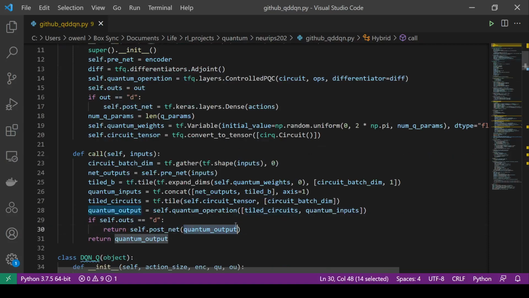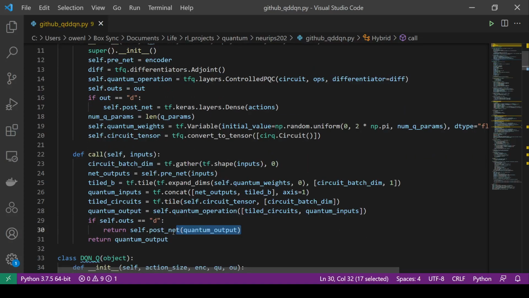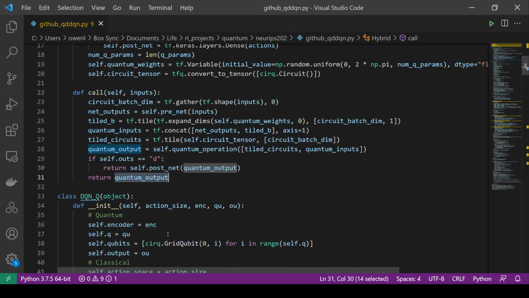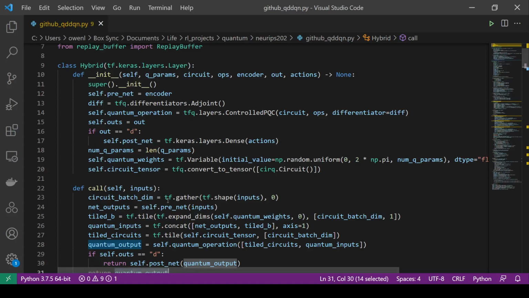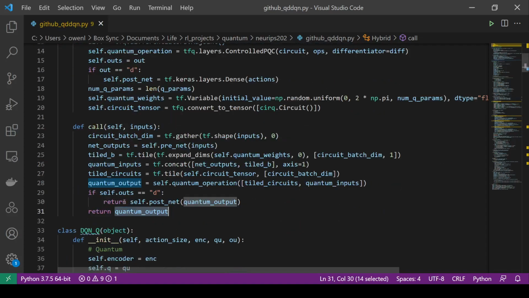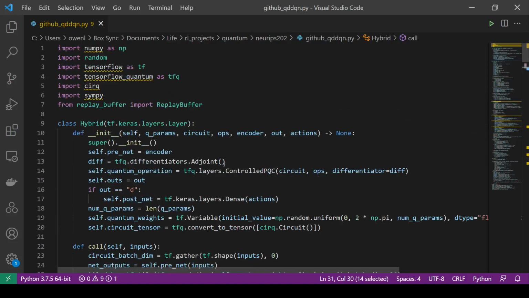And then if the output is dense, we feed it into a dense neural network, and then get the output. And so that's the whole core of the system right here, is all that's going on. And so now we have to talk about what's going on right here, right?